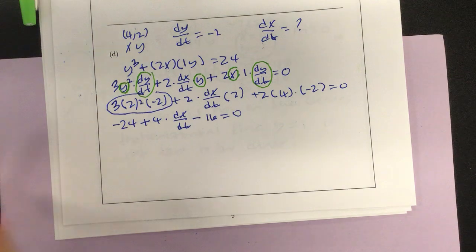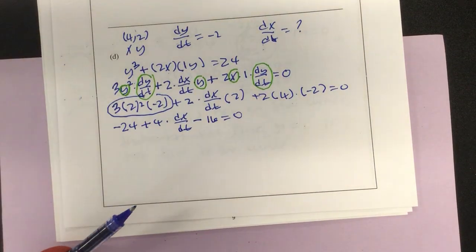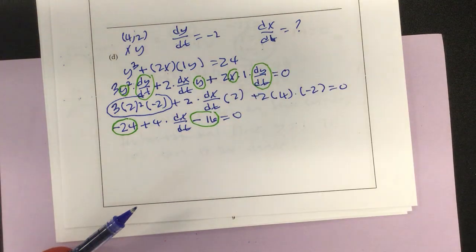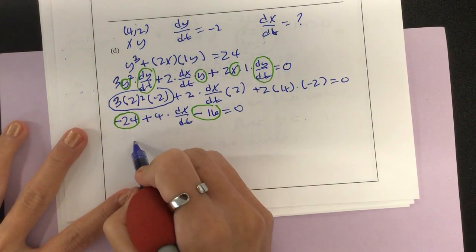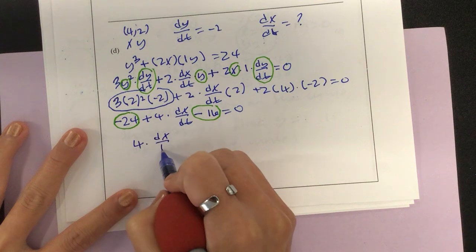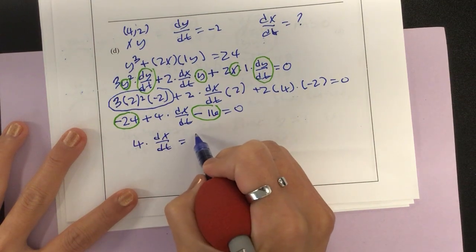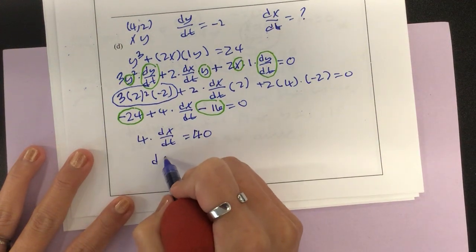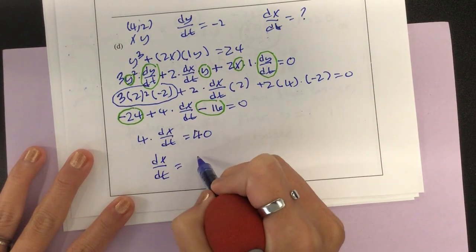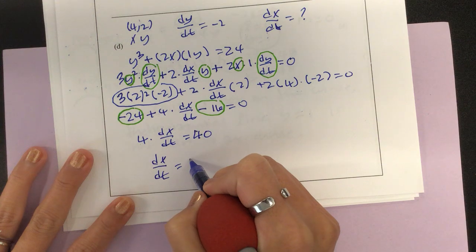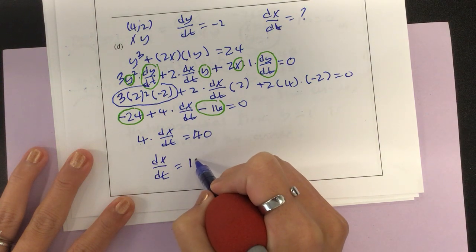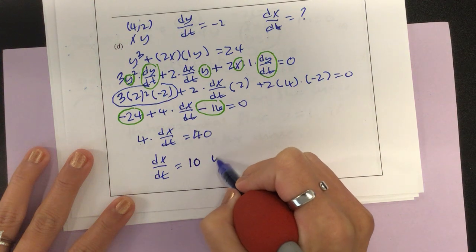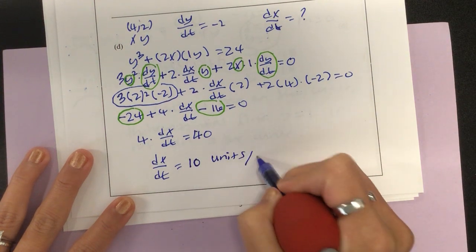And then what I want to do is two things at the same time. Let's combine these two together and move it over to the other side with the opposite sign. So when I do, I get 4 dx over dt. Isn't that going to give me 40 on the right side? And then when I divide that by 40, what do I get? How many? 40 divided by 4? 10. And for this one, did they give us units? If they didn't, just write out units per second.